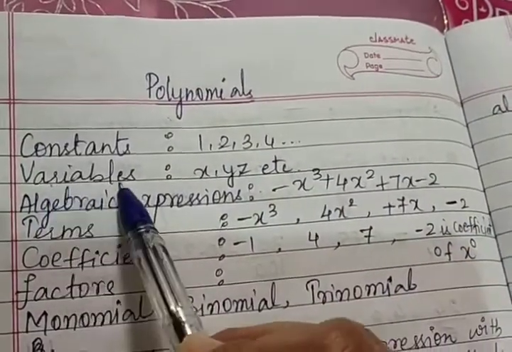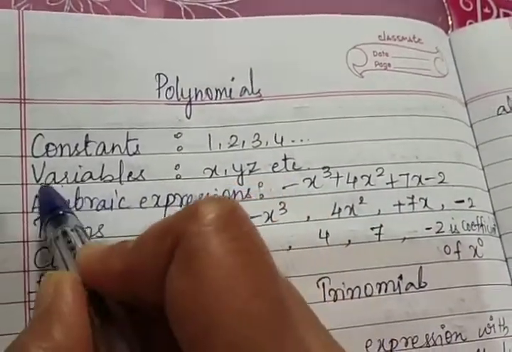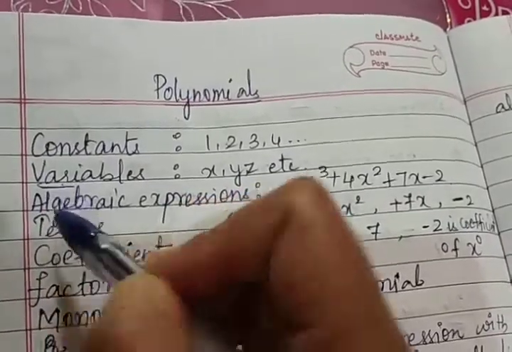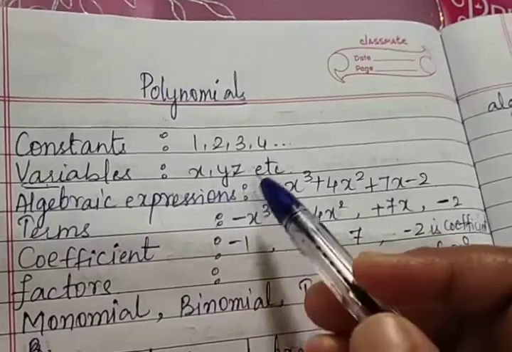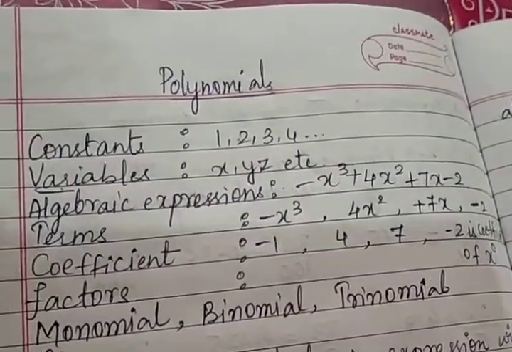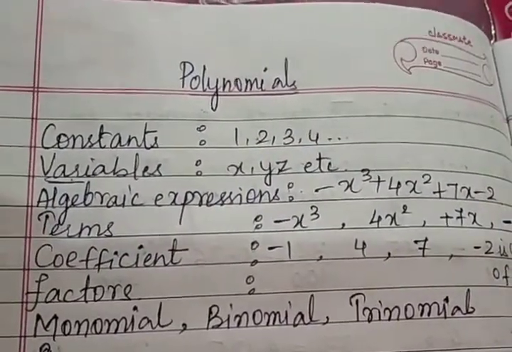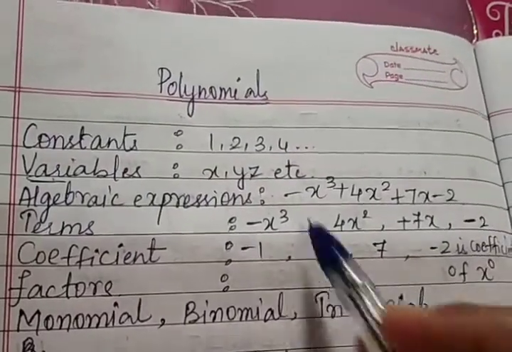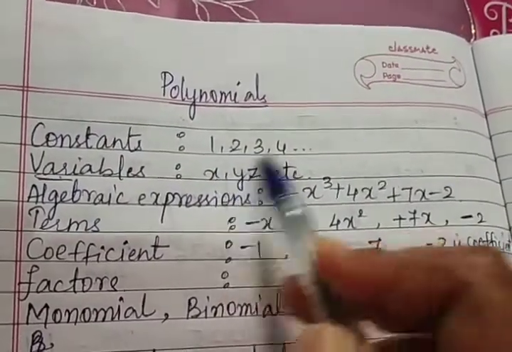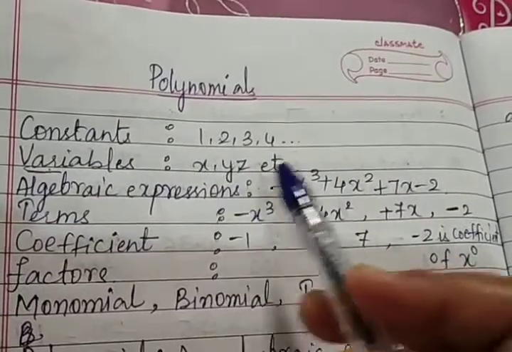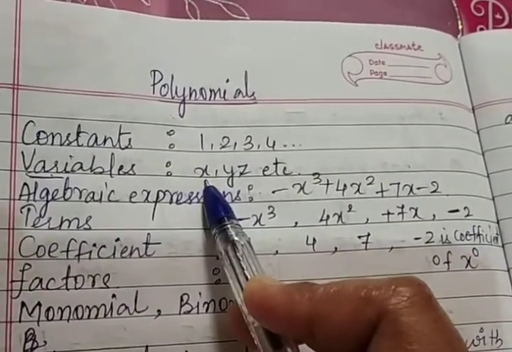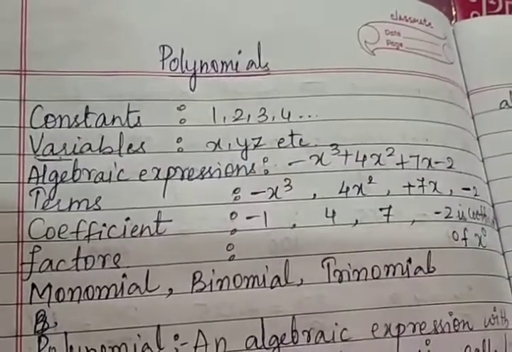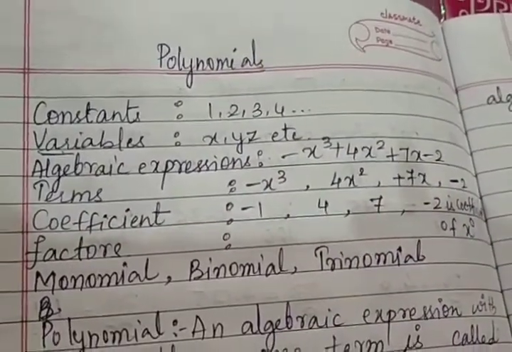And what are variables then? Variables, the name itself says vary, that means change. So the symbols like X, Y, Z and all the letters which have different values, like they change their value. Sometimes X can be 1, it can be -1, it can be 5. So the symbols which keep changing their values are called variables.